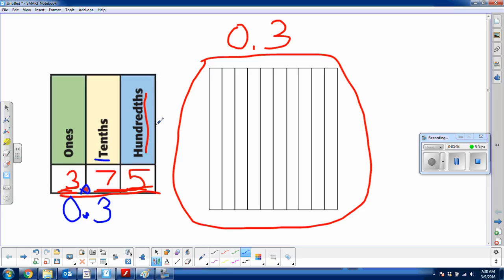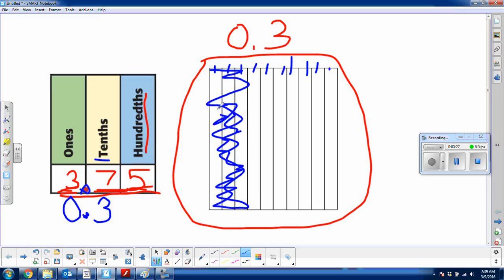Now, with that being said, take a look and see how many spaces I have on this chart right here. I have 1, 2, 3, 4, 5, 6, 7, 8, 9, 10. And what I want to do is shade 3 of these tenths. So there I am shading 3 of those tenths right there. Pretty simple stuff right there. Alright, so that's what I expect us to be able to do.